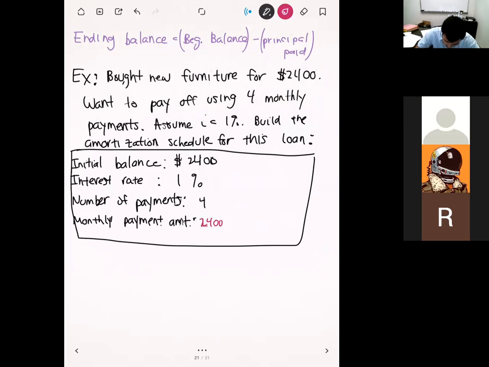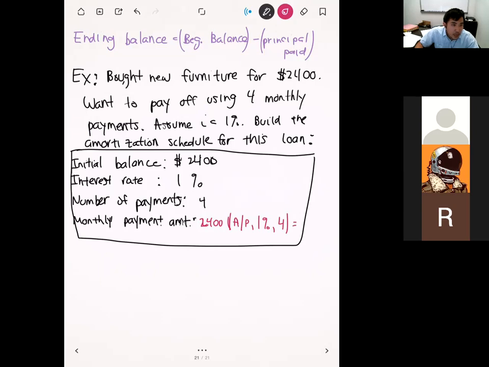The uniform monthly payment amount is going to be our initial cost, $2,400, converted to a uniform series. So we have A over P, 1%, and 4. Since I'm doing this example live, let me look up the conversion factor in the table.